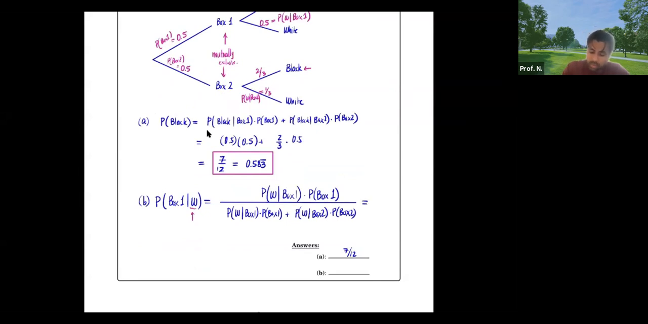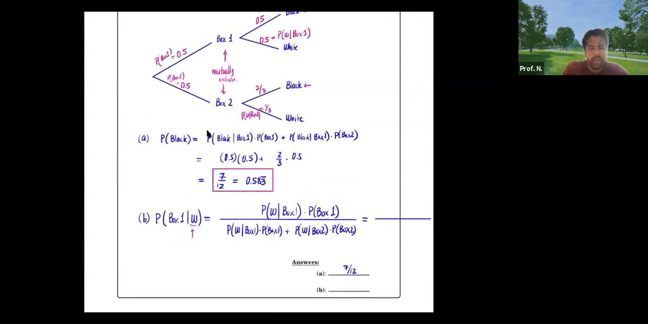So what is the probability? Sering, I'm not too sure what you mean by 0.5 and or 5/12. But the probability of it being white given that it's box 1 is 0.5, right? So I'm putting this in the numerator. The probability that it's box 1 is 0.5.